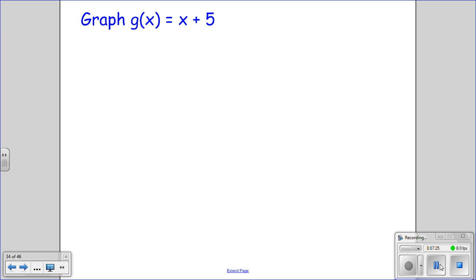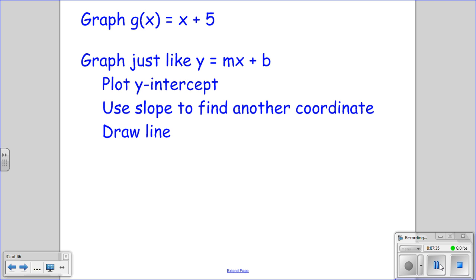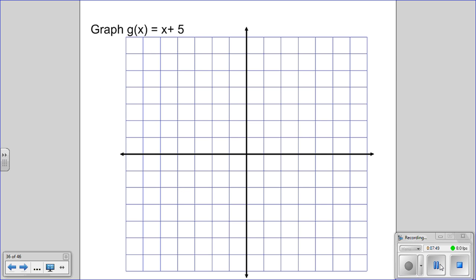We're going to graph g of x equals x plus 5. Notice that we have that g instead of an f. No big deal. It's just another name for the function. We're going to graph just like when we graph y equals mx plus b. We're going to plot the y-intercept. We're going to use the slope to find another coordinate, and then we're going to draw a line through those points. So when we graph g of x equals x plus 5, our y-intercept is 5.